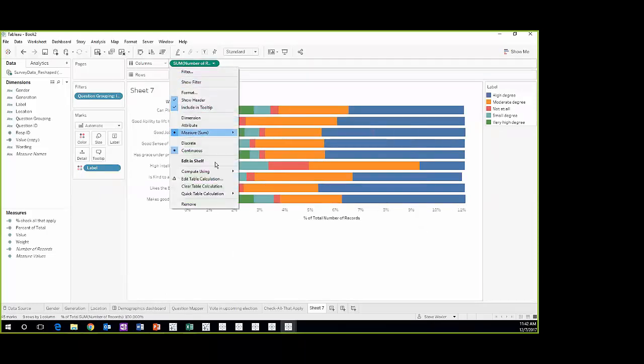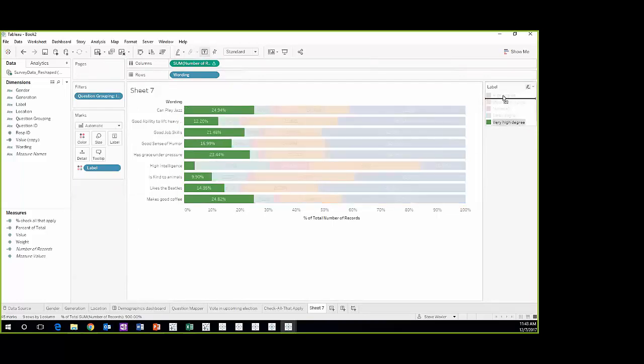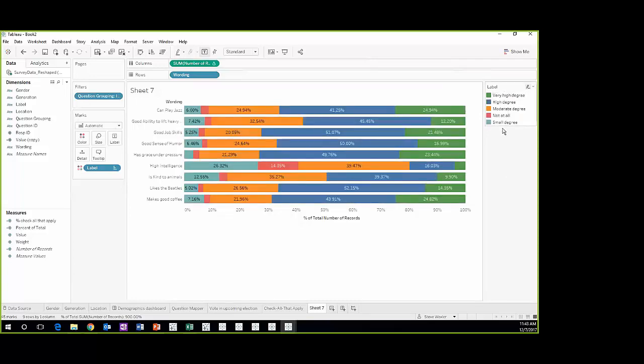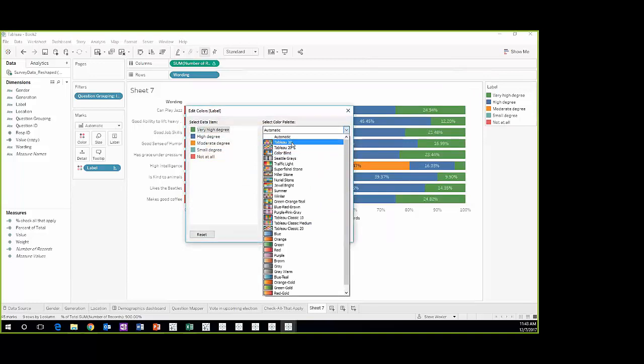And let me do table across so that everything adds up to 100%. And oh my God, this is just so bad. Hold on, high degree, very high degree, then high degree, then moderate degree, then small degree. Let me change the colors, edit the colors so that we have something that makes a little more sense. I'm going to try to make this thing look less awful.